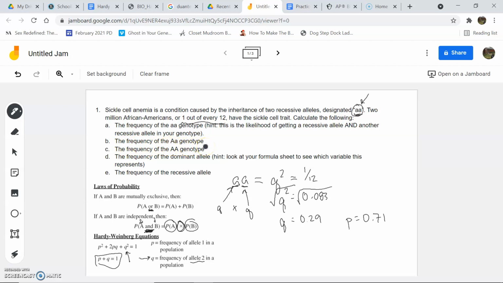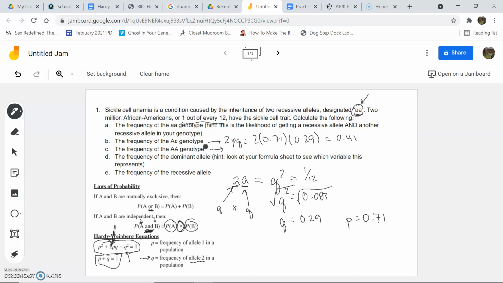If you recall from your Hardy-Weinberg equations again, big A, little a heterozygotes, that's 2PQ. So that's 2 times P, which was 0.71, and Q was 0.29. So we're going to take 0.29 times 0.71 times 2. We're going to get 0.41 here, 0.41.